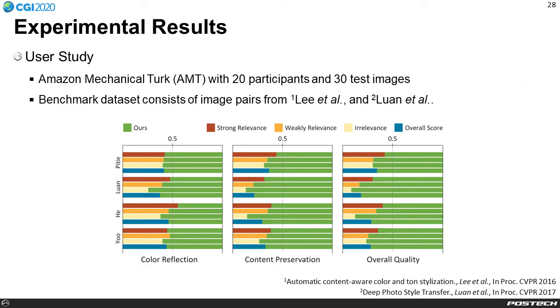We also conducted a user study using AMT with 20 participants and 30 test images. We compare our results with those of 5 previous methods, and the benchmark dataset consists of image pairs provided by Lee et al. and Luan et al. As shown in the figure, which is a summarization of the preference matrix, our method is preferred over the other methods in all criteria except one, where He et al.'s method is favored for color reflectance in the strong relevance case.